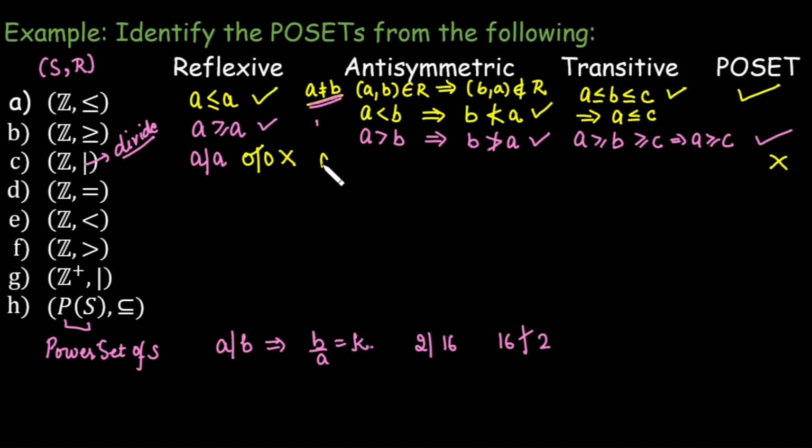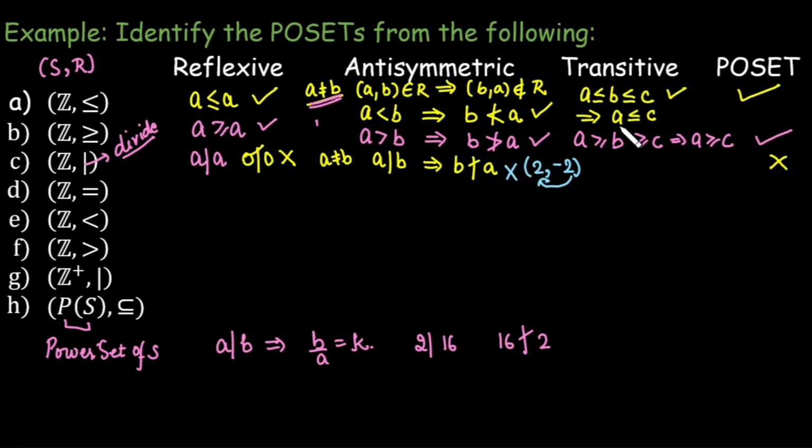If we say that A is not equal to B and (A, B) is a part of the relation, if A divides B, can we say that B does not divide A always? No. Why not? You can take the case of 2 and minus 2. 2 divides minus 2 as well as minus 2 divides 2. So this is not possible in each and every case. If the number is divided by its negative, the reverse case is possible. So it means it is also not an antisymmetric relation.